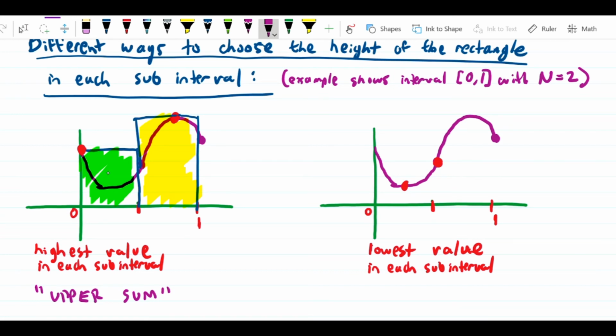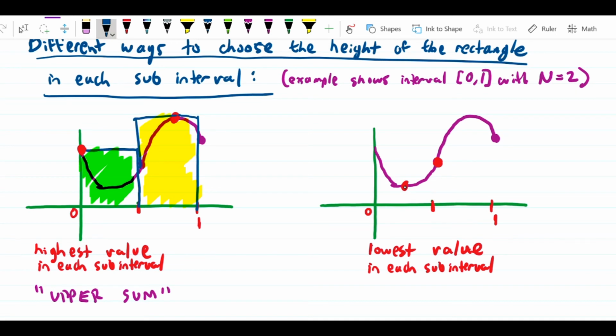I realize the way I've drawn this intentionally, it's a little bit hard to see why this green rectangle is approximating anything about that curve. And it's simply because we created a rule and said choose the highest value in that subinterval and draw a rectangle whose height is given by that highest value. So let's go to the next example, the lowest value in each subinterval.